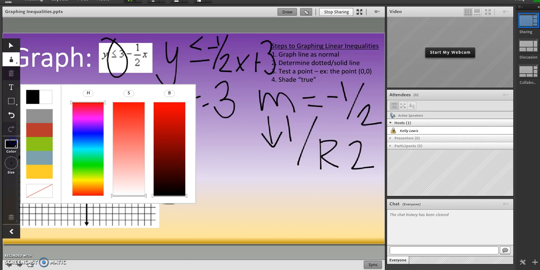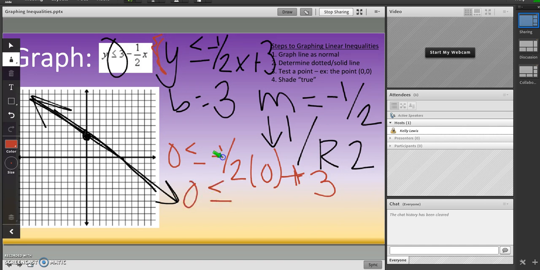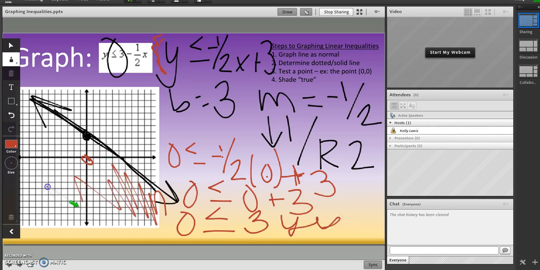All right, now we need to test 0, 0. 0 less than or equal to -1/2 times 0 plus 3. I got this from right here; I just rewrote it. So 0 less than or equal to -1/2 times 0, which is 0, plus 3. So is 0 less than or equal to 3? Yes. All right, 0, 0 is right here, so we're going to shade everything over here.